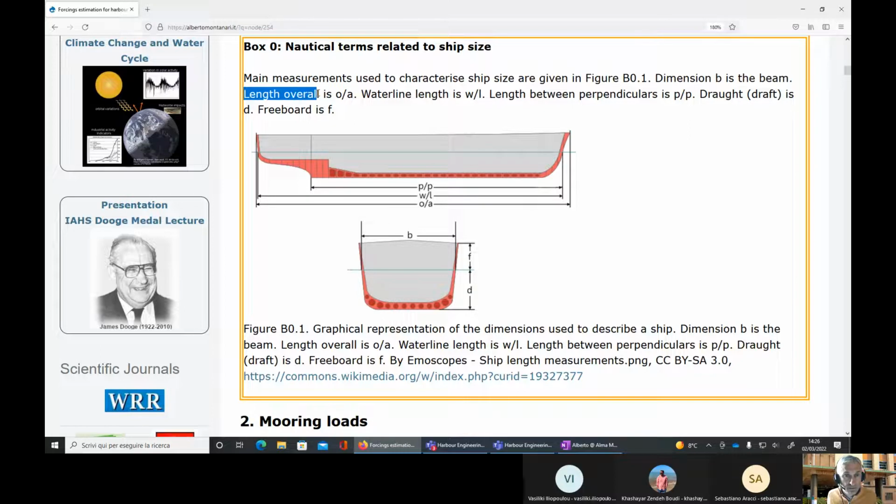Length overall. So it may happen that you get a question at the exam like, can you please tell me what is length overall? Or I may ask you to draw a sketch of a boat and show by drawing what is the length overall, waterline length. Length between perpendiculars, this is extremely important. And the draught or draft and the freeboard. Okay, here you see freeboard is F if you look at the bottom figure, and the draught is D.